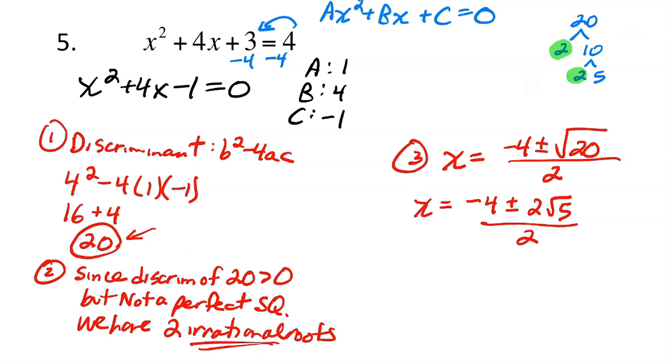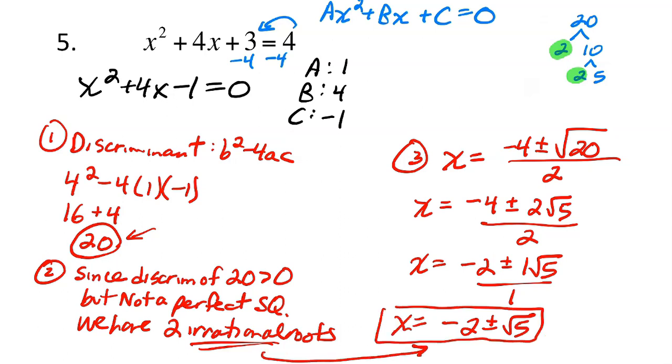And both the 4 and the 2 in the top are divisible by 2. So we could do x equals -2 plus or minus 1 square root 5 over 1. And that's dividing each number by 2. The square root of 5 isn't affected. And we should write this as -2 plus or minus square root 5. So those are our 2 irrational solutions.